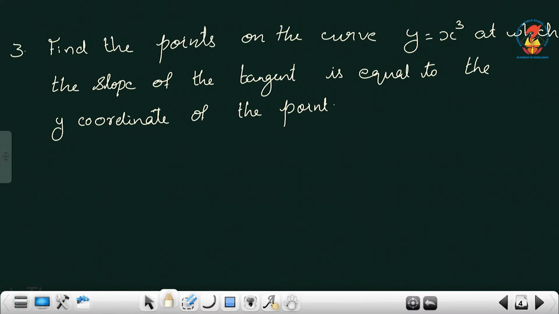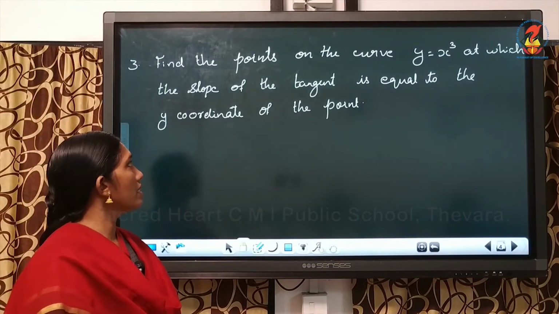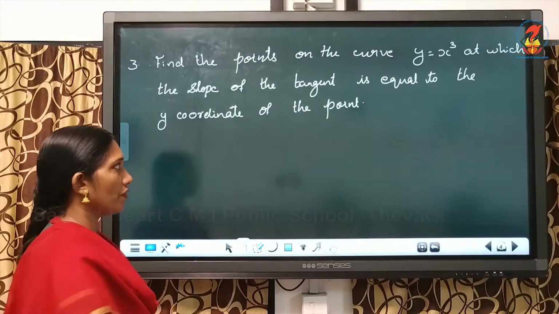Now, the next one: find the points on the curve y is equal to x cube at which the slope of the tangent is equal to the y coordinate of the point. We have to find the points on the curve. The curve equation is given, y is equal to x cube, at which the slope of the tangent is equal to the y coordinate of the point.